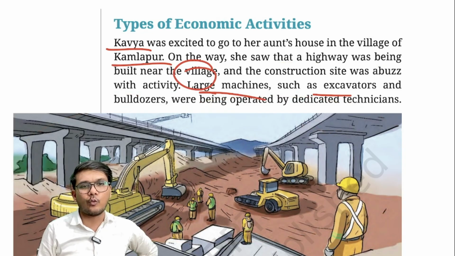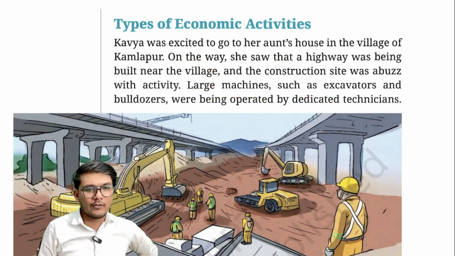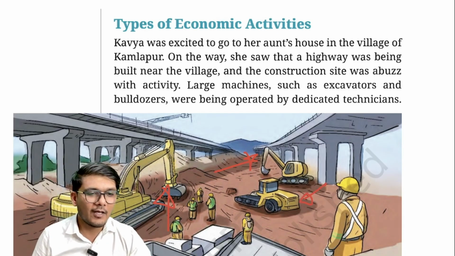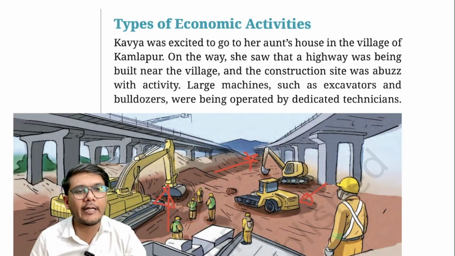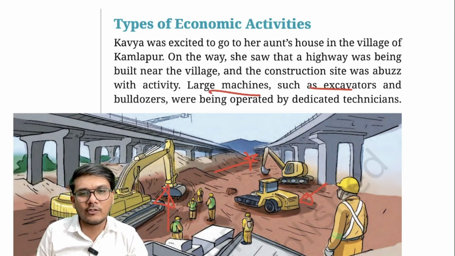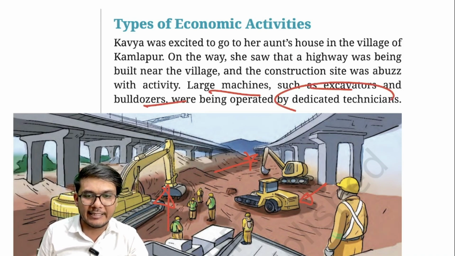Are present over there. Now can you identify an excavator and a bulldozer? Basically this is an excavator over here, this is also an excavator over here, this is probably a bulldozer over here. Anyway, that's not the activity over here because the pictures aren't accurate. So she sees large machines, excavators, bulldozers operated by dedicated technicians. These are the technicians inside who are operating that.